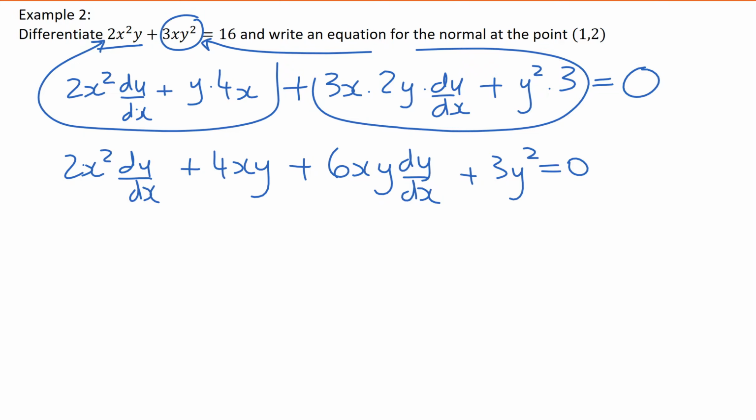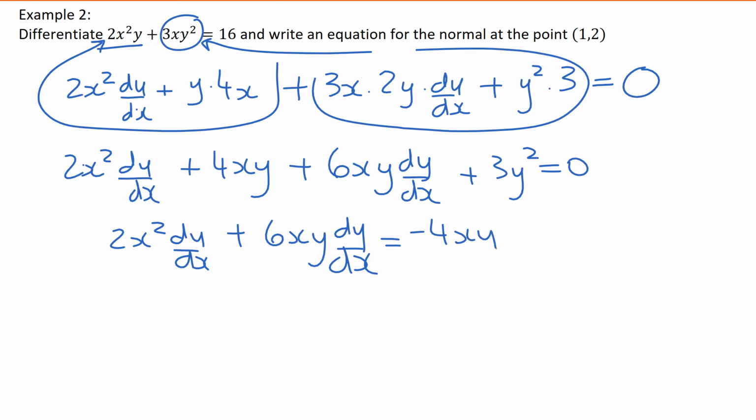So, where do we go now? What do we do now? We want to make dy by dx the subject of my formula, right? So I'll leave the terms with dy by dx on the left-hand side, and make the other ones on the right. So 2x squared dy by dx plus 6xy dy by dx equals negative 4xy minus 3y squared.